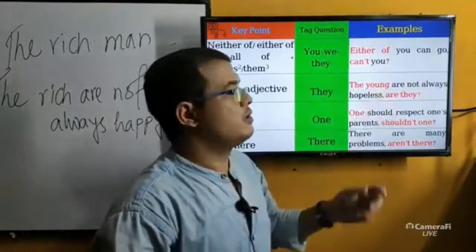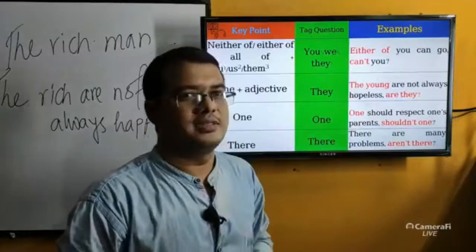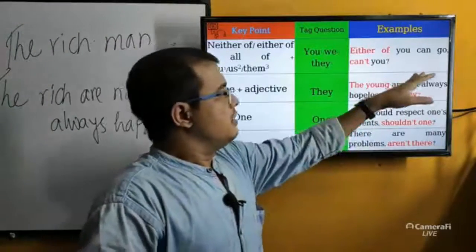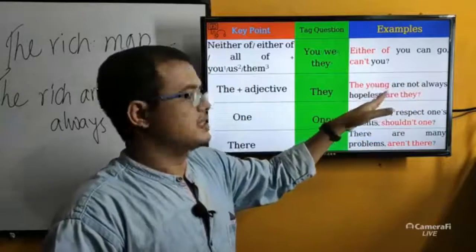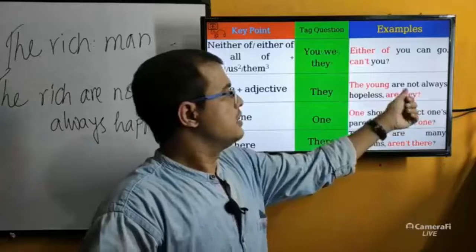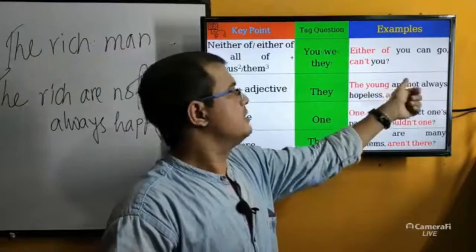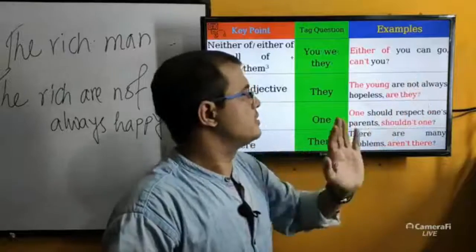The young are not always hopeless. I really like this one because the young are not always hopeless. যুবকেরা সবসময় হতাশ না. So this one is negative, so first we will use the pronoun they, and then since it is negative, it will be positive.